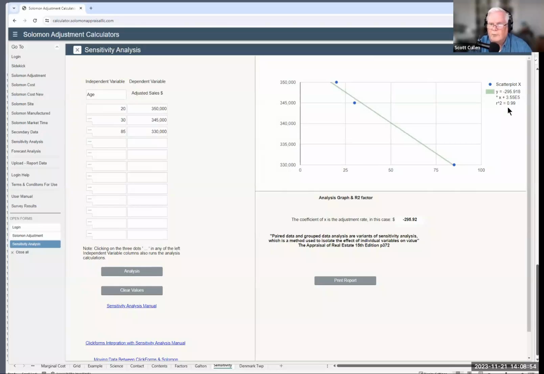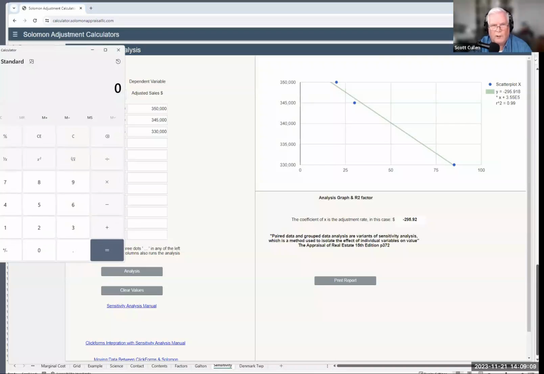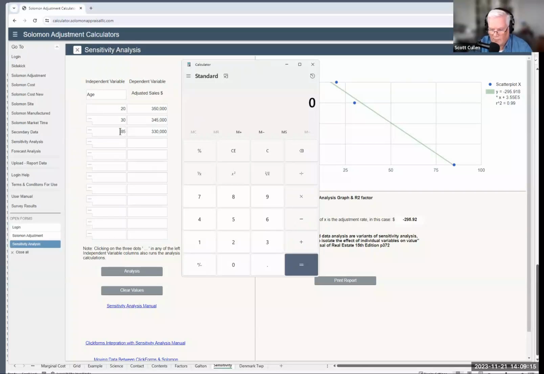So there's a 99%, and you can see that by how close these data points are. But 99% of this change is because of this change. And to show you how that math works, remember we were appraising a 25-year-old house. So we've got an 85. The adjustment is going to be for 60 years, right? 85 minus 25 is 60 years.